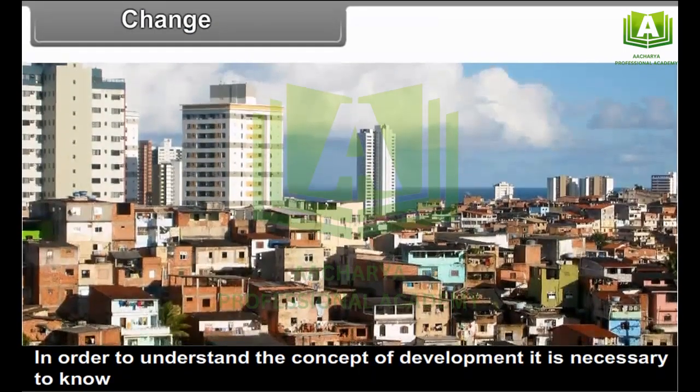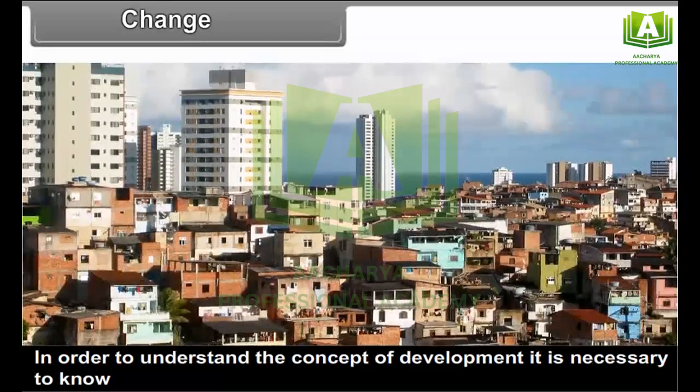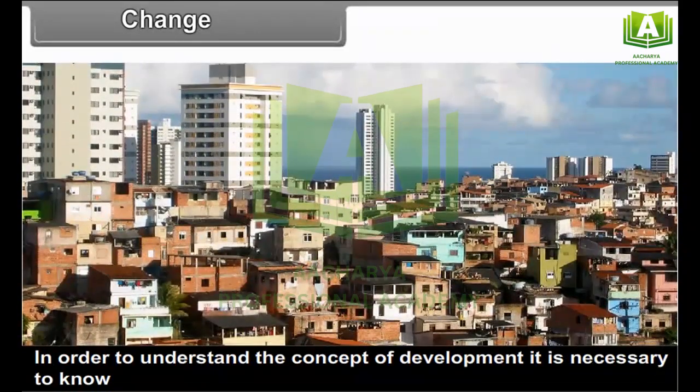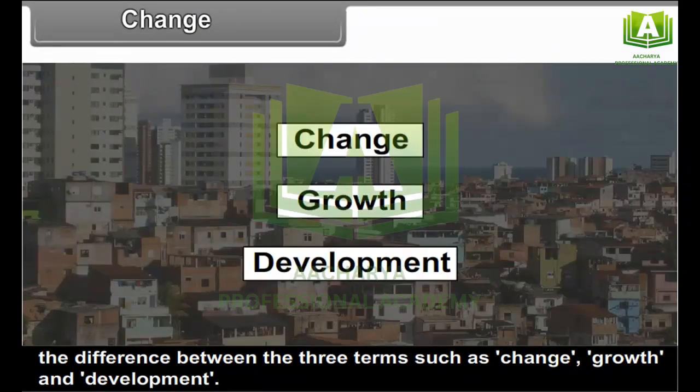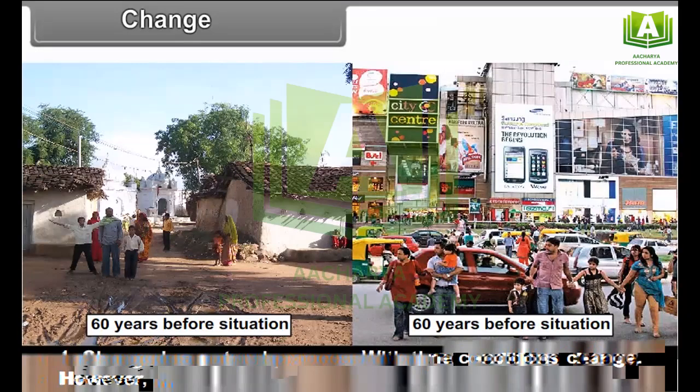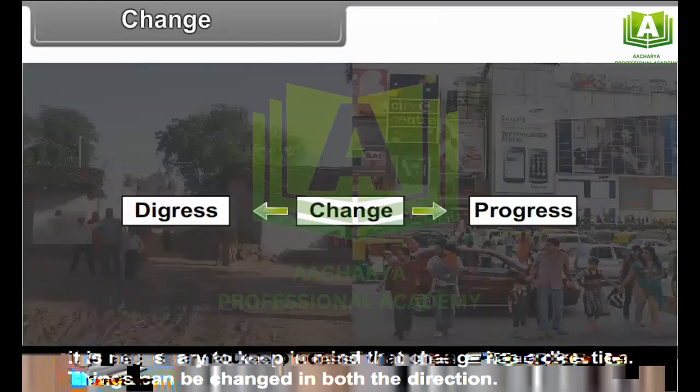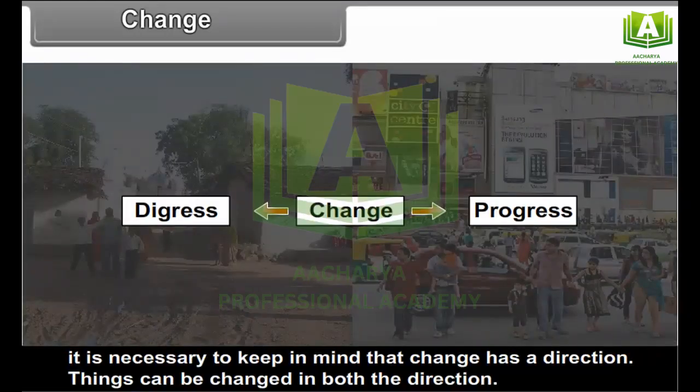For the regions where the development level is quite low, the value will be closer to 0. In order to understand the concept of development, it is necessary to know the difference between the three terms such as change, growth, and development. Change is a natural process. With time, conditions change. However, it is necessary to keep in mind that change has a direction.